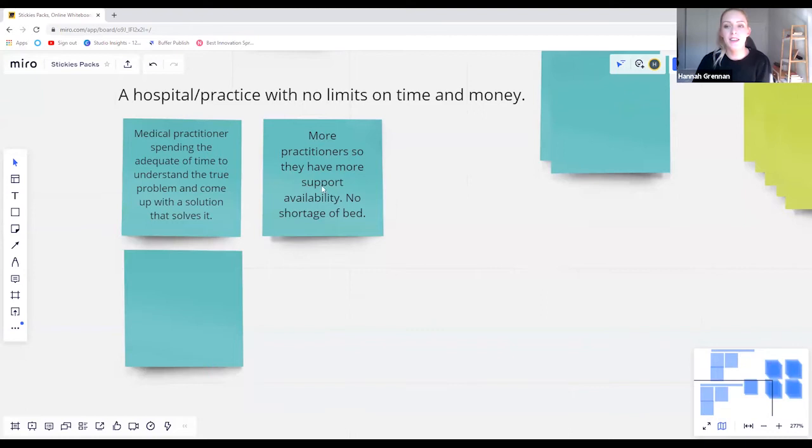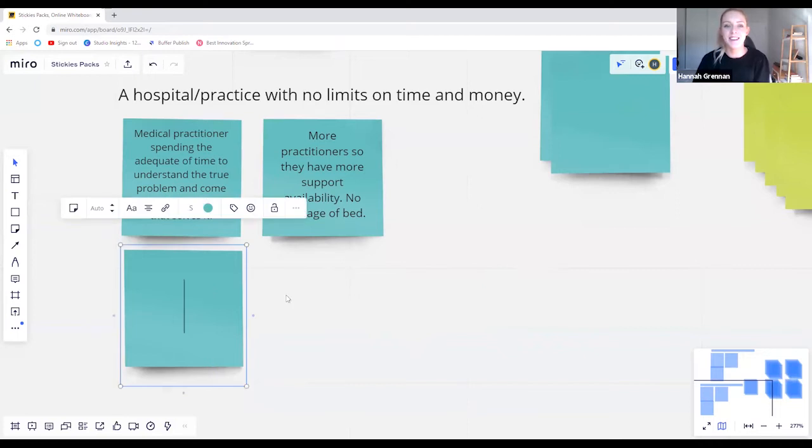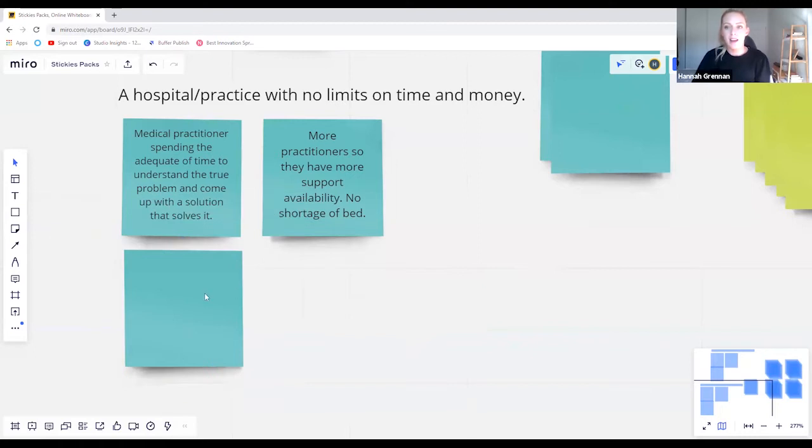I can see this leading into the how might we questions. Yeah, like, how might we enable practitioners to spend more time with their patients to understand the true problem, and then come up with solutions from there. This is cool. I can see value in this. Anything else, or should we move on to the next one? Give us a moment. We haven't got all. Practice with no limits on time and money.